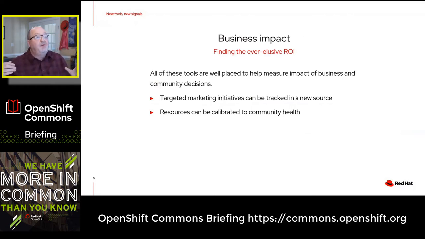And then also, we can look at how resources can be calibrated towards community health. If we see a problem within a given open source project, we can quickly ascertain what skill sets, what resources in terms of infrastructure, anything like that, need to be put in place to help that community solve the problem that it's having. Next slide, please.